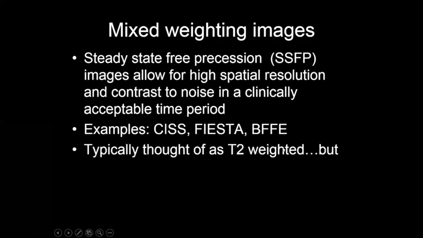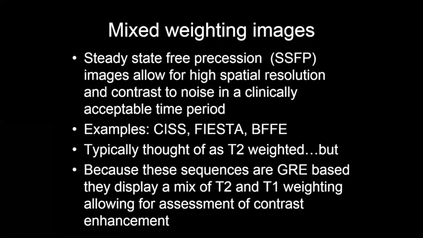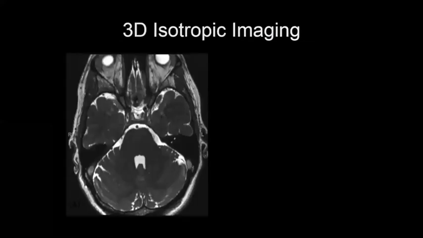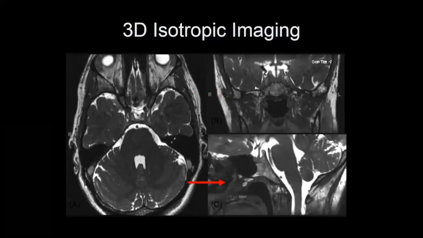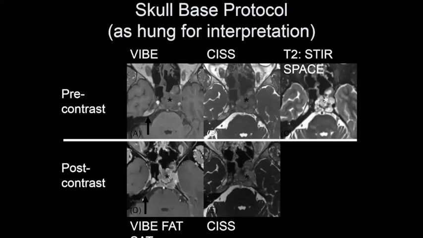It's typically thought of as being T2 weighted, but in fact, it has a mix of T2 and T1 weighting. And this is of critical importance to us because it allows us not just to assess structures at very high spatial resolution, but we can also use it to look for post-contrast enhancement. We do acquire all of the protocols that I'll talk about today in 3D, so we can reconstruct them post hoc into any arbitrary plane.